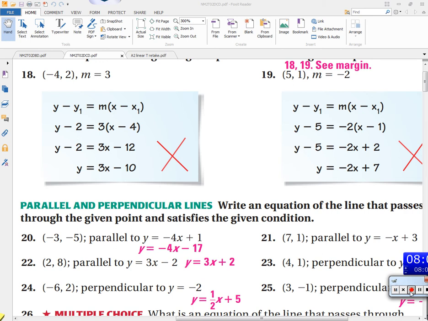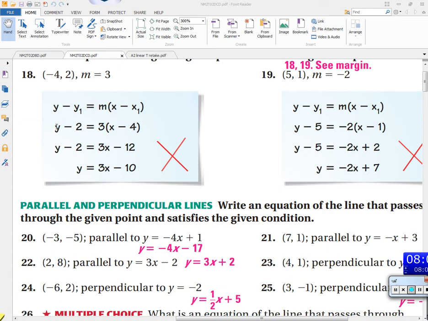Here's 18. Put your point at it. Talk about it. We got the point-slope form, meaning we just need a point and a slope to use it. y minus y1 equals m, the slope, times x, the number, minus x, the x from a point.